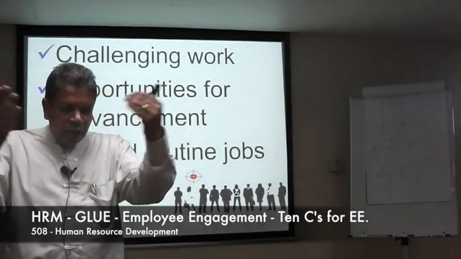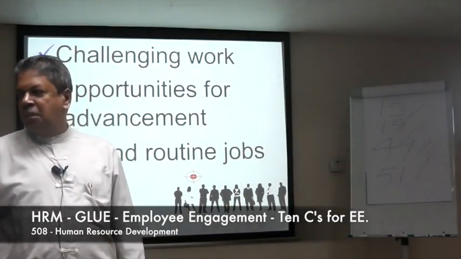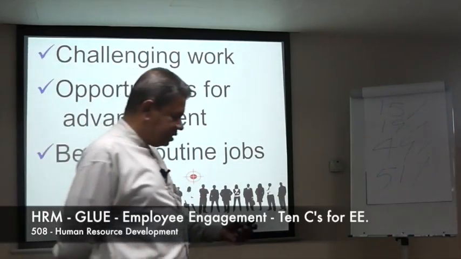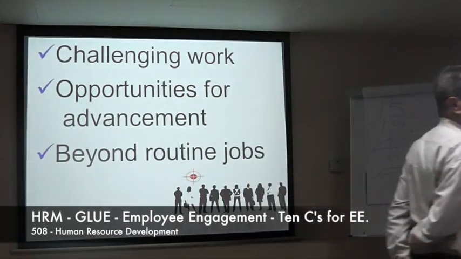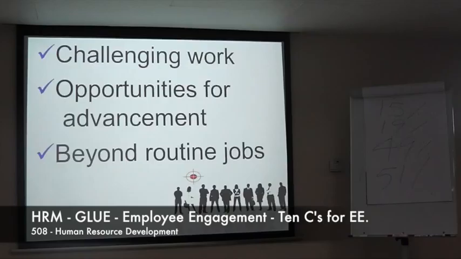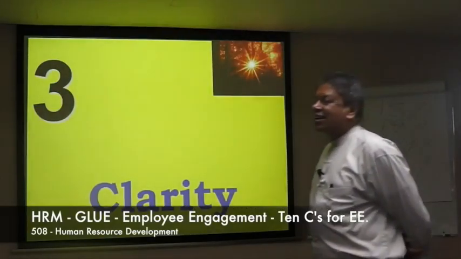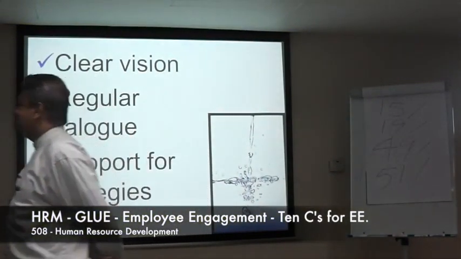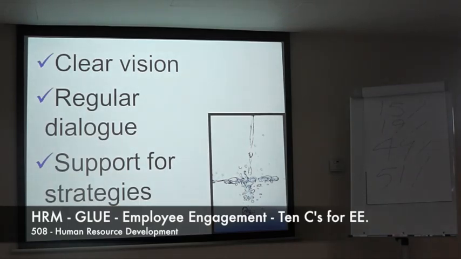Can you do that? Or can you collaborate in doing that? Just give some marks out of 5. Second C. Third one, C number 3, read out loud. Clarity. So what are the 3 things? Clear vision, regular dialogue, support for strategies.